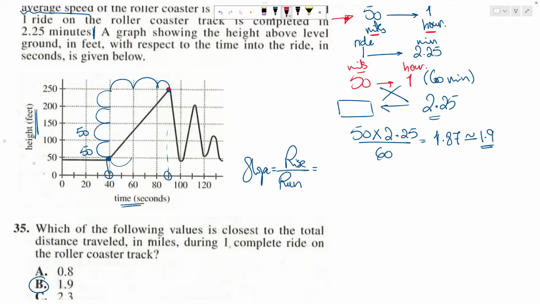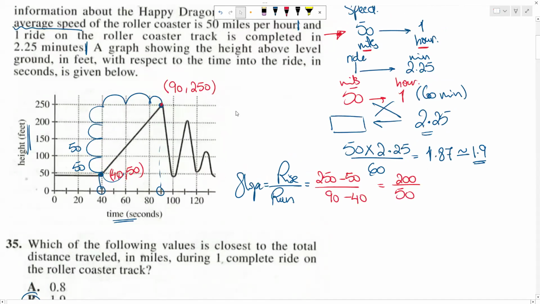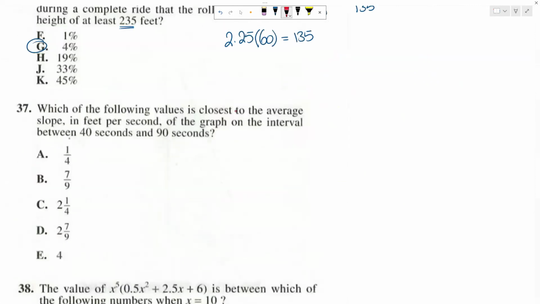This point is at 90 on the x and 250 at the y, so that's x and y. This other point is at 40 on the x and 50 at the y, so that's the other x and y. You can do y2 minus y1 over x2 minus x1, and that would get you to 200 over 50, which I think is 4, if I'm not mistaken. Let me check. Yep, 4 is the correct answer.